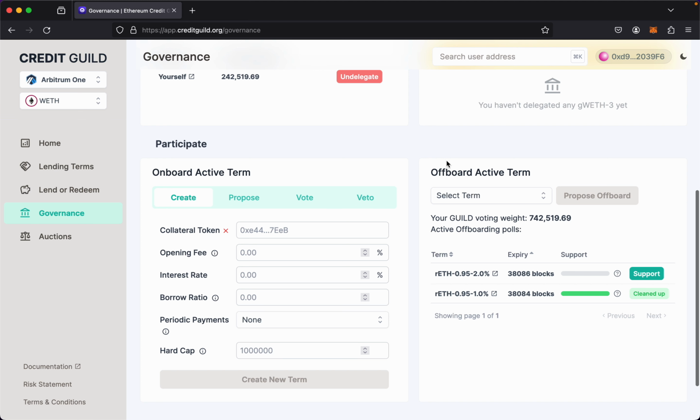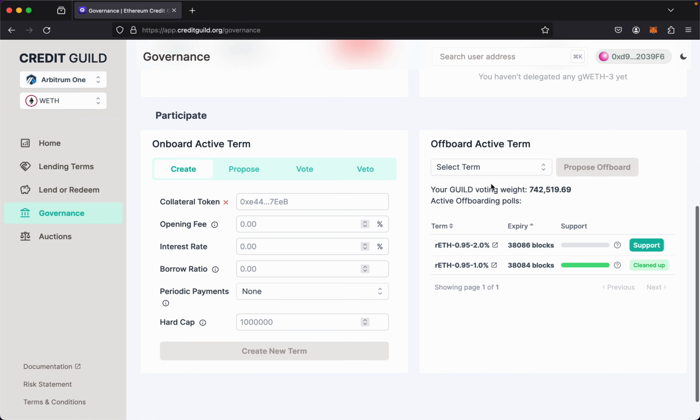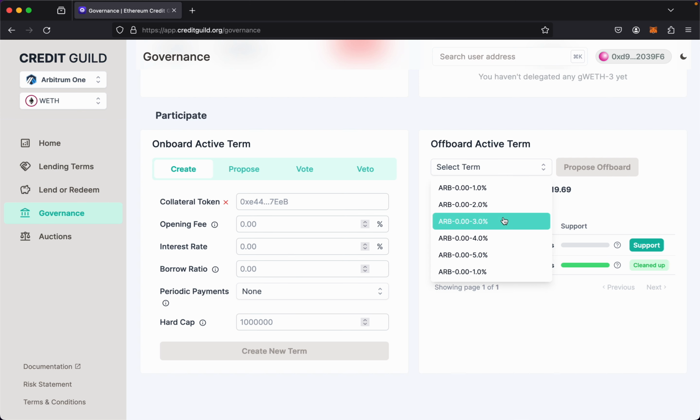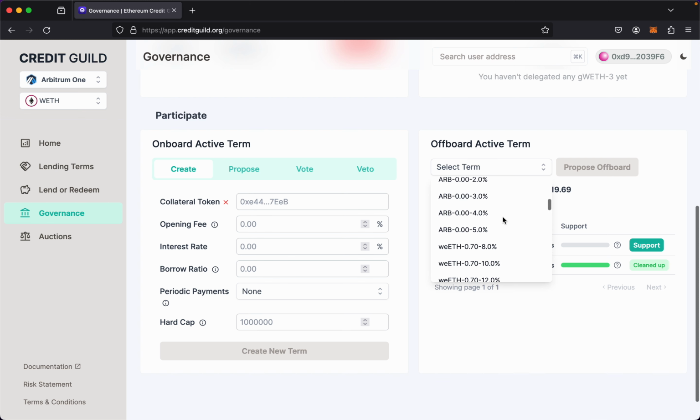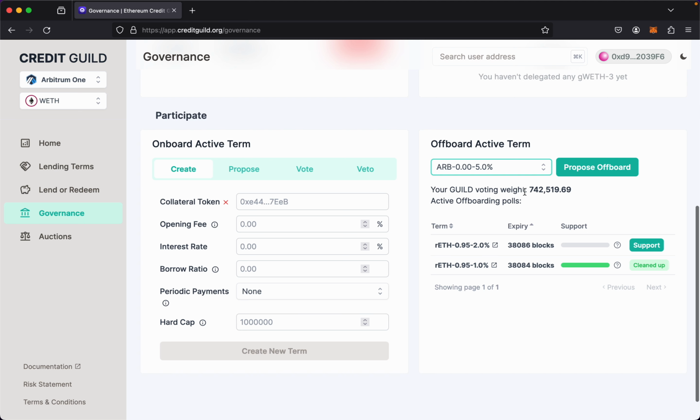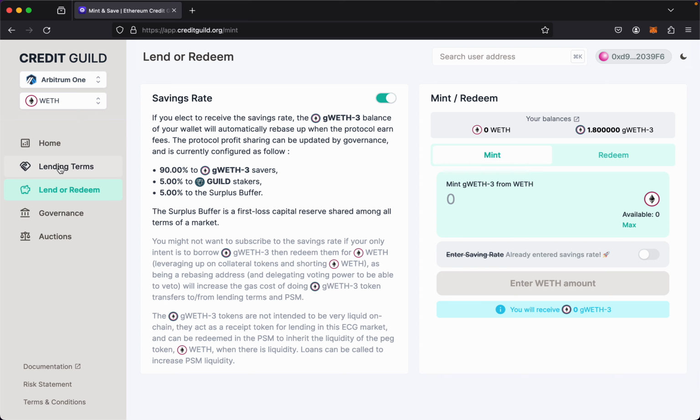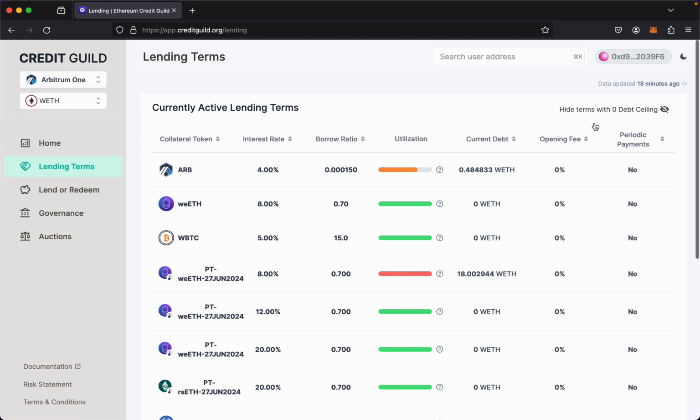Same deal for offboarding active terms. You can see that over here. You can see this is just a dud poll. We're not actually planning to offboard this, but you can click any term that you want and propose to offboard it. And with the same quorum that you would need to veto, you can go ahead and offboard an existing loan term.